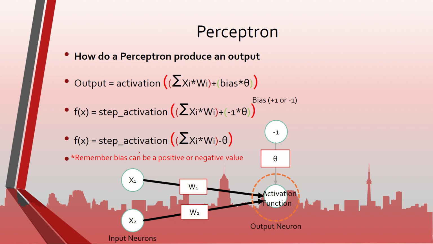We have learned that this is called a neuron, and we have a weight value that connects the input neuron to the output neuron. So the interconnected links are called weights.